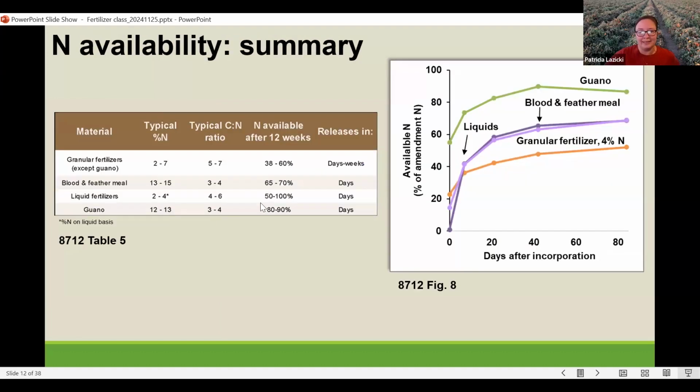So as you'll see in this next slide, this is a summary of what we found. And these tables are in that 8712 document. So the table and the graph are good references to go back to as you're predicting availability. But notice that we list for liquids 50 to 100%. That's a very wide range. Kind of as the percent nitrogen increases, as the C to N ratio decreases, and especially with liquids, as you're applying less of it, you can probably assume a bit more towards the higher end.